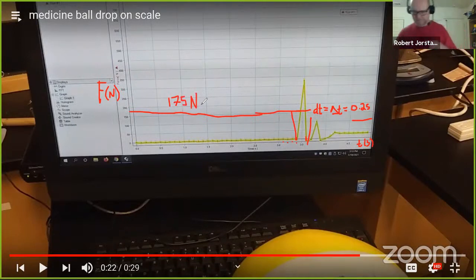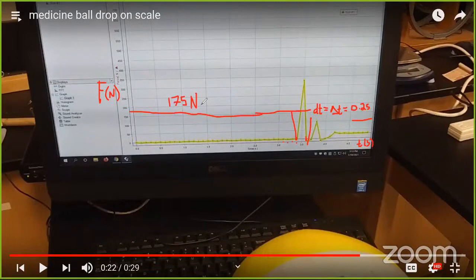Are you okay with that? Yeah, it makes sense now. But for some reason in my mind, I was picturing the crash to be instantaneous. But obviously the duration of time we're talking about is the time of impact.